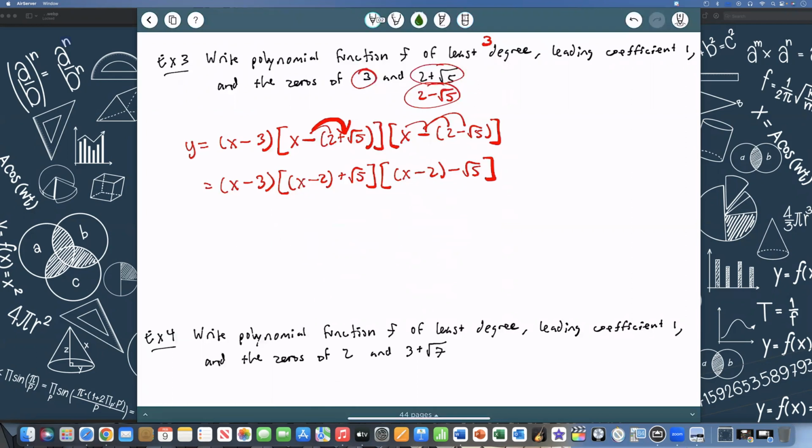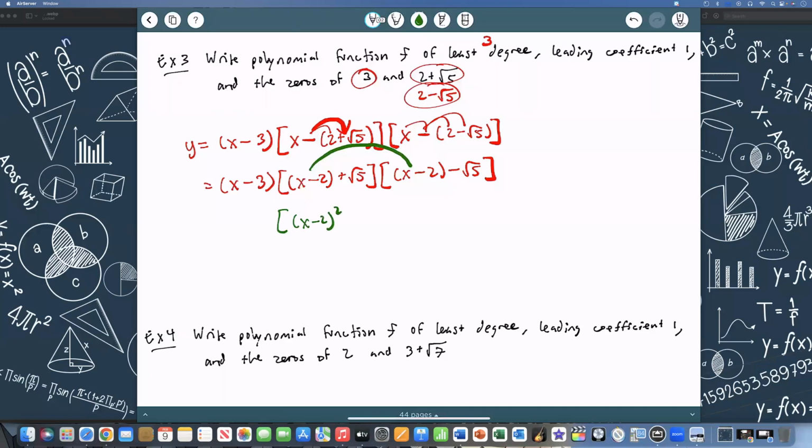Okay, so now that I have this, I'm going to multiply these conjugates first before I deal with that x minus 3, since the middle terms are going to cancel. So I'll do the first term times the first term. So that'll basically give me, well, x minus 2 times itself, so x minus 2 squared.